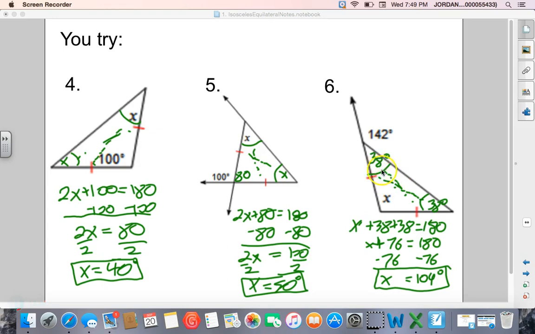On this one, you could use linear pair theorem to know these two have to add up to 180. So this must be 38 to add up to 142 to get 180. Then these are your same sides. Opposite angles must be congruent. So this must also be 38. So x plus 38 plus 38 is 180. 38 and 38 makes 76. Subtract your 76. So x equals 104 degrees.